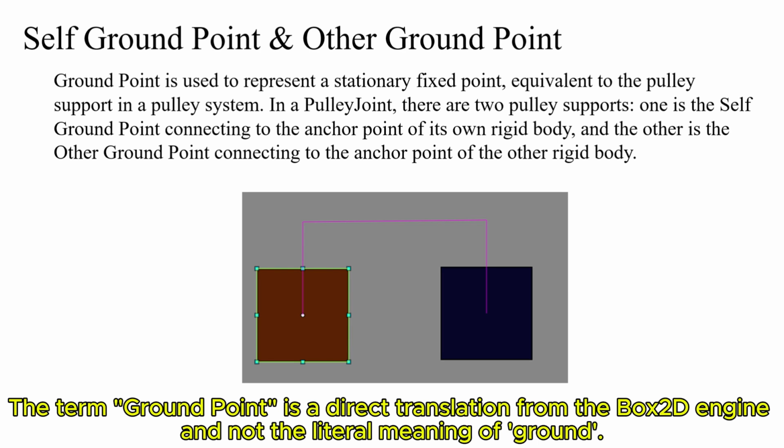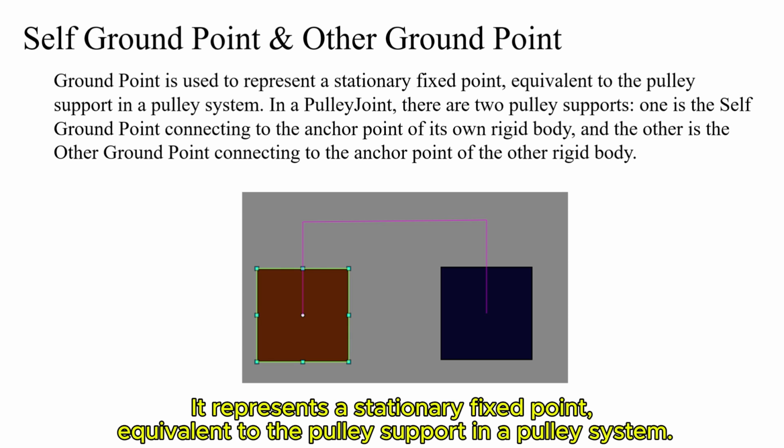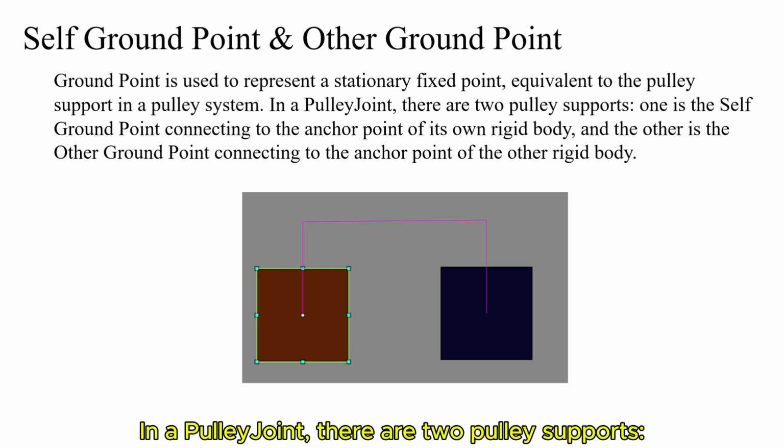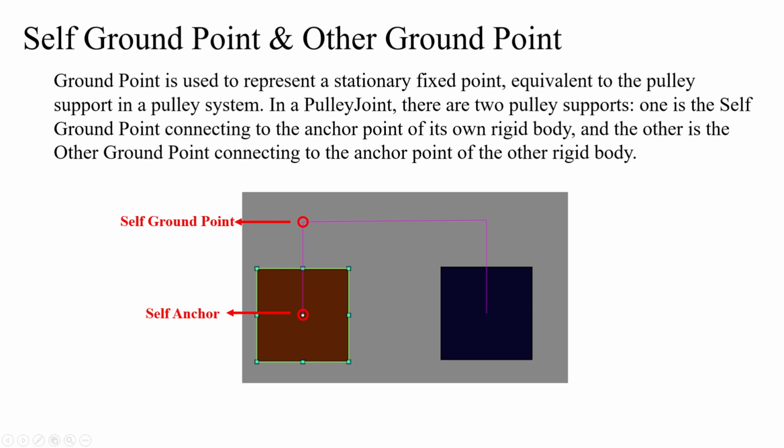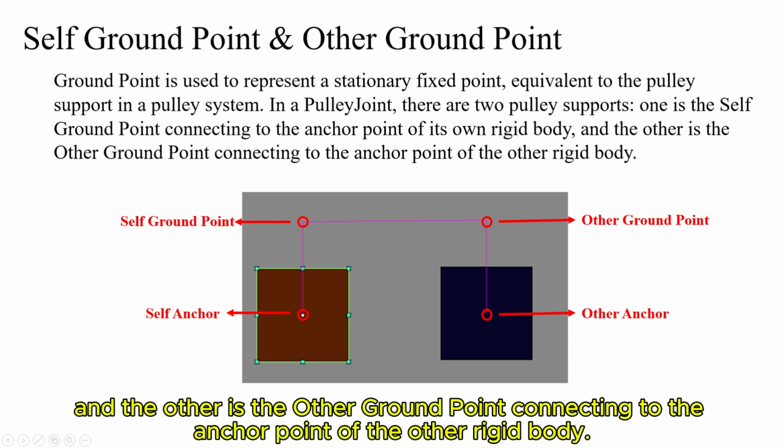The term ground point is a direct translation from Box2D to the engine and not the literal meaning of ground. It represents a stationary fixed point, equivalent to the pulley support in a pulley system. In a pulley joint, there are two pulley supports. One is the self-ground point connecting to the anchor point of its own rigid body, and the other is the other ground point connecting to the anchor point of the other rigid body.